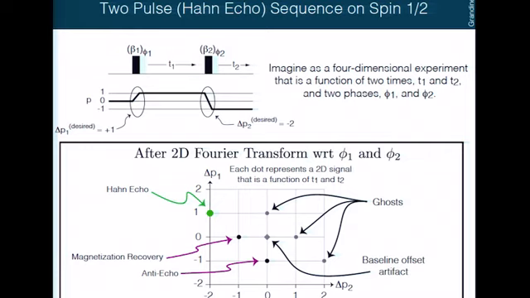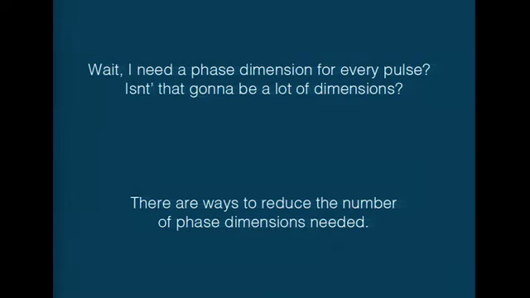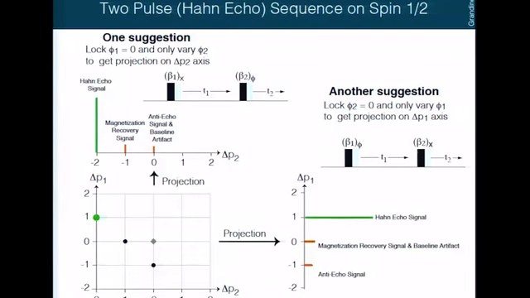All right, so I know what you're thinking. That's a lot of phase dimensions. Do I really need all those phase dimensions? Well, I'm going to show you that you can reduce that down quite a bit. Maybe not all the way down to 1 dimension, but a lot less than the number of pulses that you have. So just look at that two-pulse Hahn echo experiment to give you a simple example.